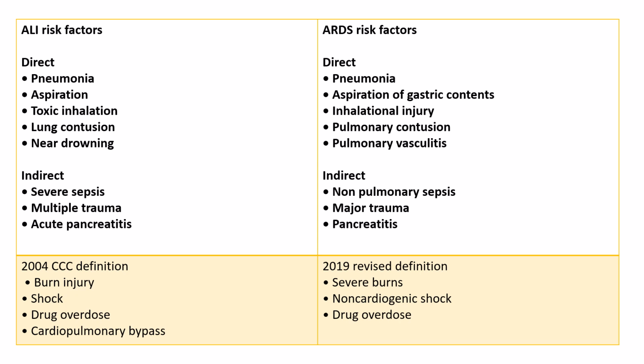Now, according to the ARDS risk factors, they are again classified as direct and indirect. The direct includes pneumonia, aspiration of gastric content, inhalation injury, pulmonary contusion, pulmonary vasculitis, and indirect includes non-pulmonary sepsis, major trauma, pancreatitis. And according to the revised 2019 classification, severe burn, non-cardiogenic shock, and drug overdose can also be risk factors for TRALI type 1 and type 2.